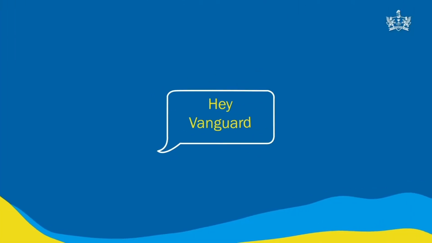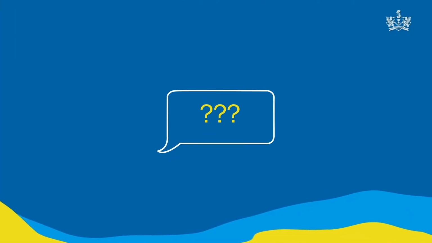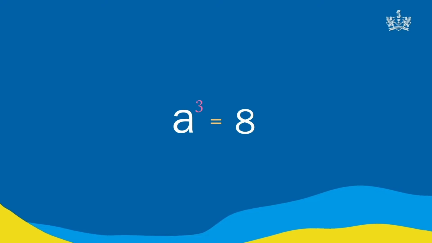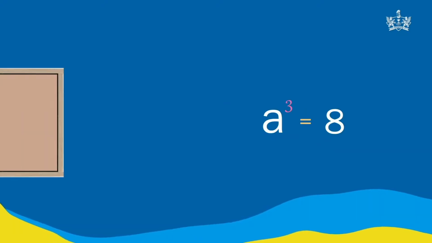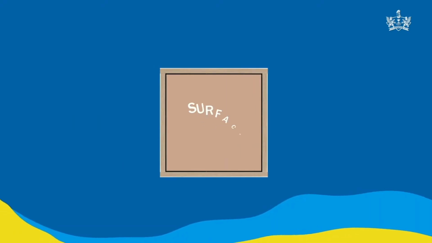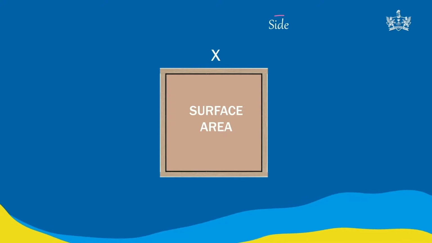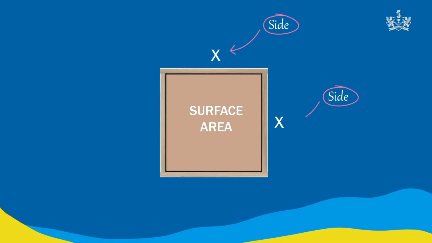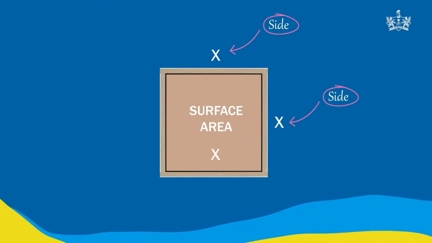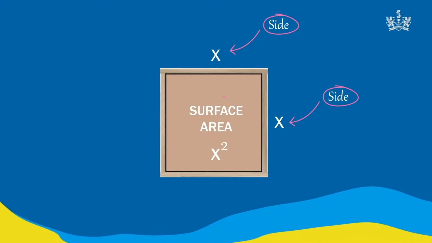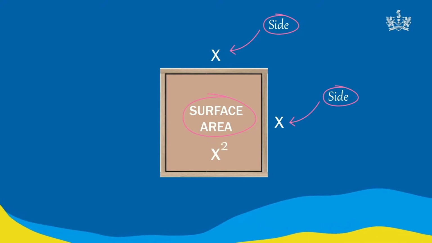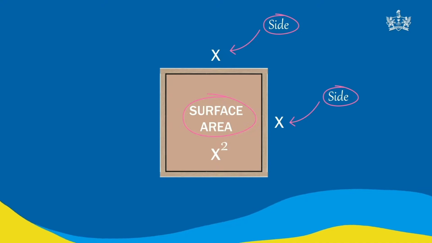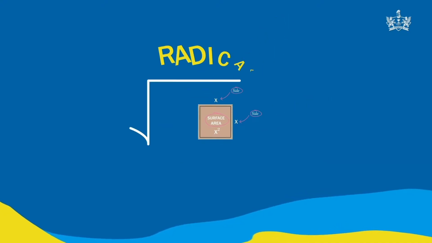Yo, Vanguard. Quick question. How do you undo exponents? For example, let's say you had a square shelf that you know the surface area for, but you didn't know the dimensions. You know that the side times the side, or side squared, would give you the surface area. So you need to undo the side squared. Well, we use radicals for that.